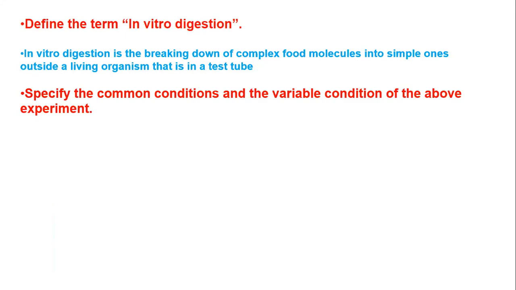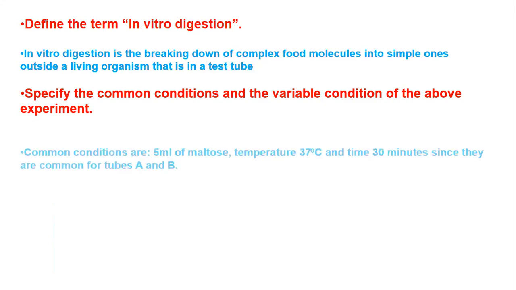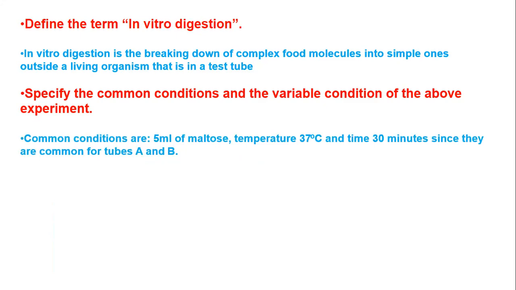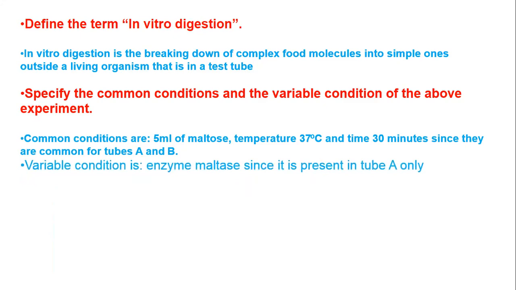Specify the common conditions and the variable condition of the above experiment. For this experiment, the common conditions are 5 milliliters of maltose, temperature 37 degrees, and time 30 minutes, since they are common for tubes A and B. While the variable condition is the enzyme, which is maltase, since it is present in tube A only.